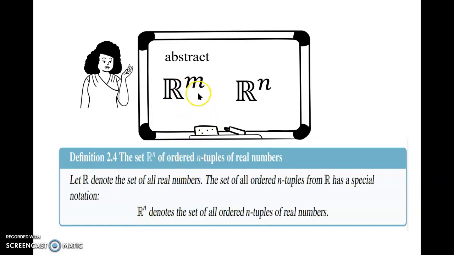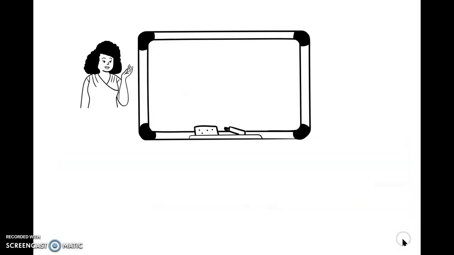So all possible points with x and y are going to be in an xy plane, or R squared. And when we have these ordered set n-tuples, that's a big long word, so we just call them vectors. And I'll stop there so I can keep this video under 5 minutes.